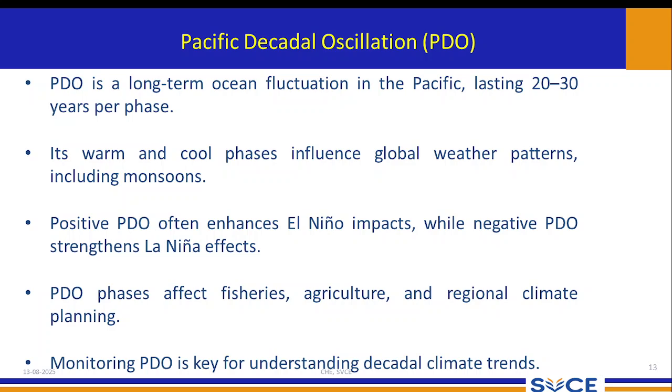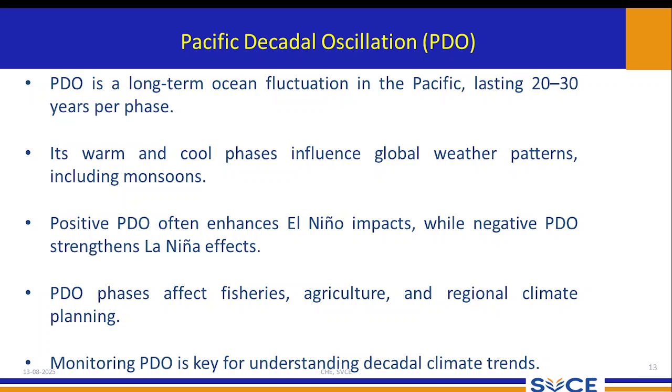The PDO, that is Pacific Decadal Oscillation, has distinct warm and cool phases influencing weather patterns and potentially impacting global climate, particularly in the North Pacific. So the duration: PDO cycles typically last for 20 to 30 years, significantly longer than ENSO events, which usually last for 6 to 18 months.